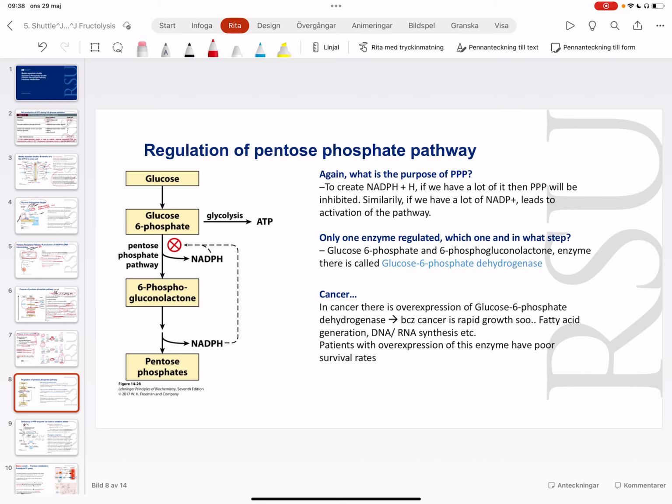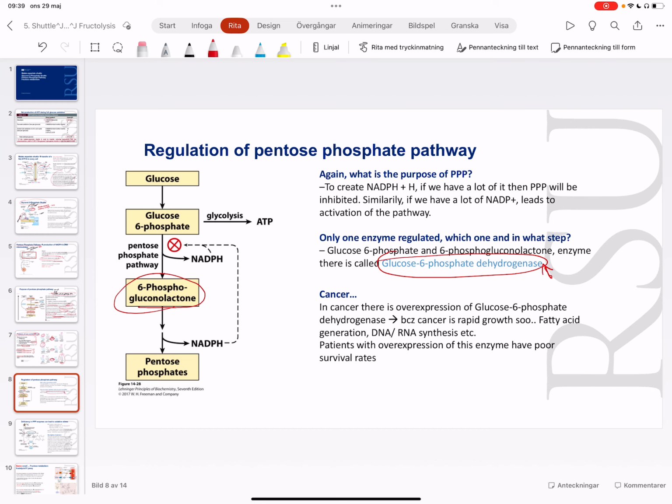So, regulation of the pentose phosphate pathway. The purpose of the pathway is to create NADPH plus H+. So if we have a lot of it, then the pathway will be inhibited by the NADPH plus H+, and it will inhibit an enzyme called glucose 6-phosphate dehydrogenase. Glucose 6-phosphate dehydrogenase helps the conversion of glucose 6-phosphate to 6-phosphogluconolactone. So if we inhibit this enzyme by NADPH plus H+, then the pathway will be inhibited.